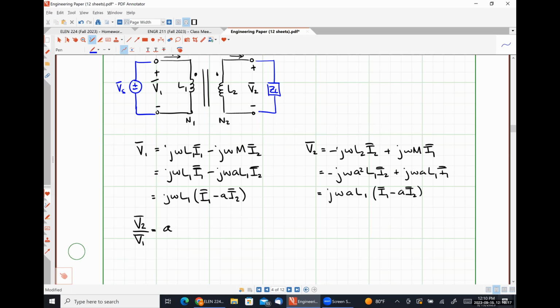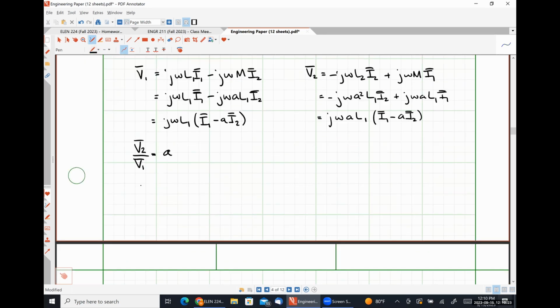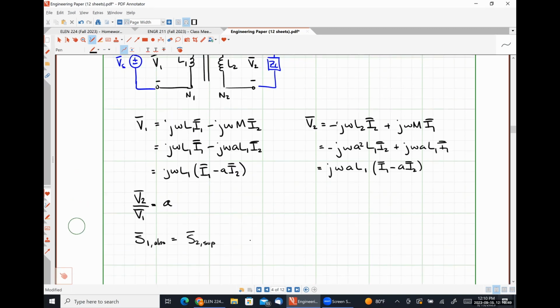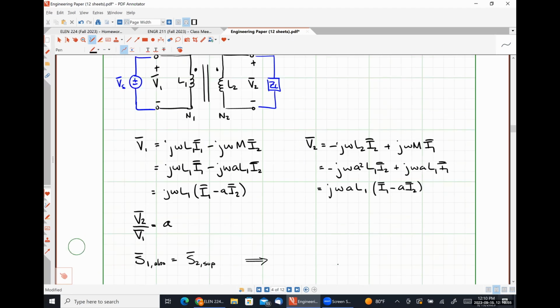Because we're looking at this thing in the frequency domain, we could say that S1 absorbed, right? So the amount of power absorbed by the primary side has to be equal to the amount being supplied by the secondary side. So based on what we have here, what's the amount of power absorbed by our primary side?